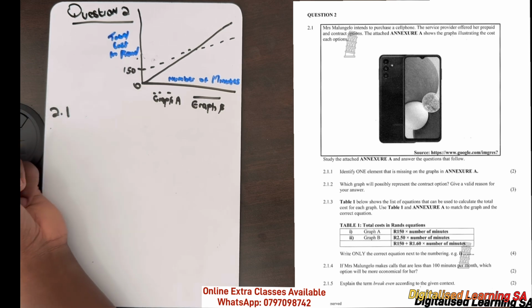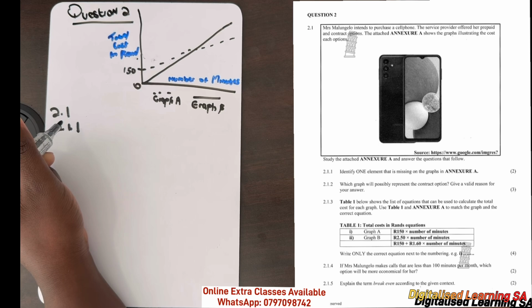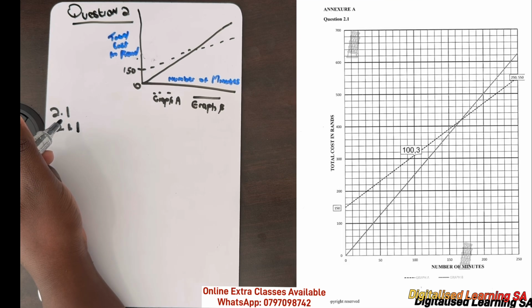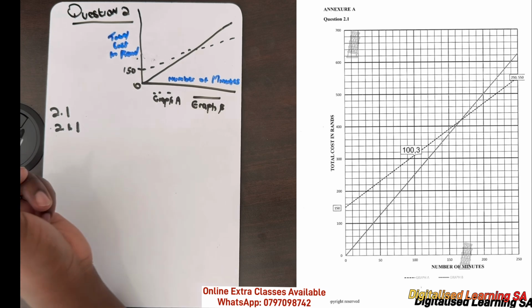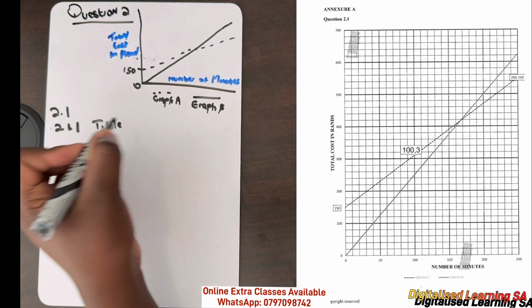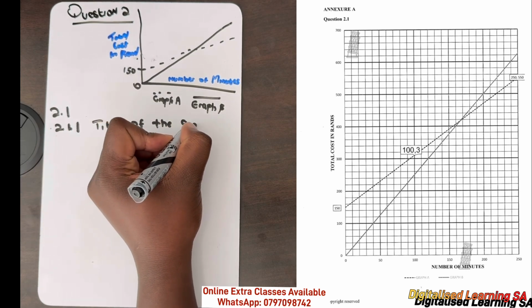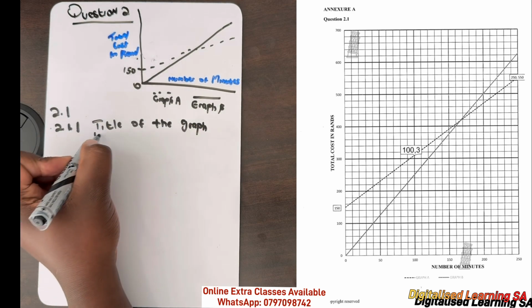So without wasting any time, let's go ahead and answer question 2.1.1. We are told to identify one element that is missing on the graph in annexure A. If you look at the graph, you can see that the graph has no heading. It's just a graph without a heading, and each and every graph needs to have a heading. So we can see that the title of the graph is missing. So we can say title of the graph is missing.